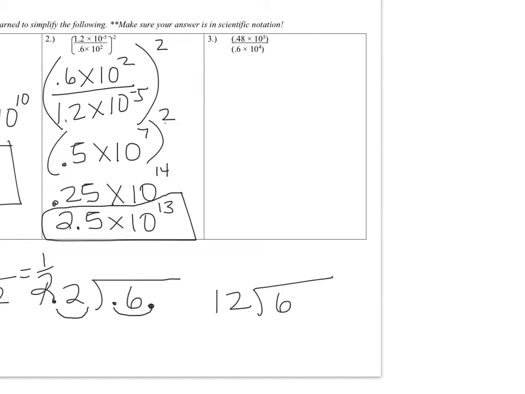So I'm just going to follow my division rules. I'm going to do 0.48 divided by 0.6. So quick review of how to do 0.48 divided by 0.6, just like the other problem.